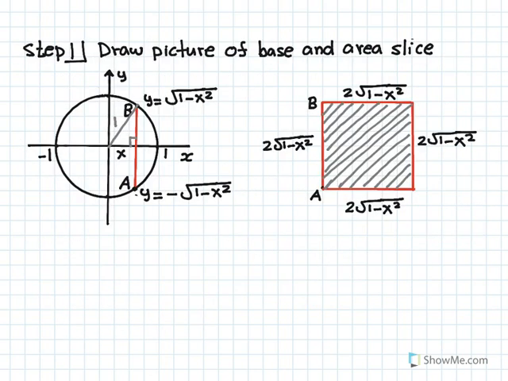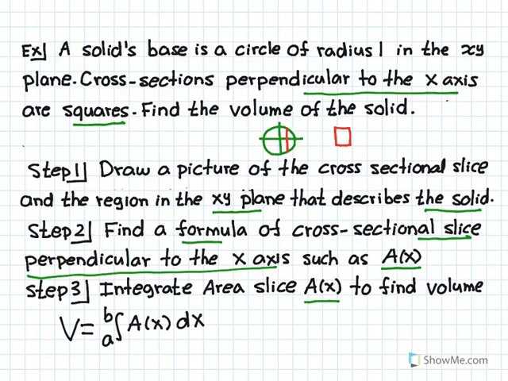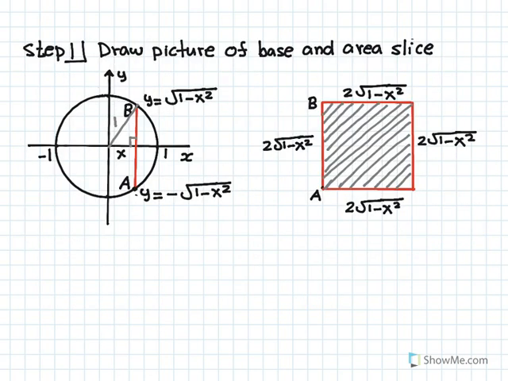All right, so the next step is to draw a picture of the base and the area slice. As we saw in the question, we have a solid's base that is a circle of radius 1 in the xy plane. Cross-sections perpendicular to the x-axis are squares. So here's what we have. We have the cross-sections perpendicular to the x-axis given by the red line segment. That's the base of the square.